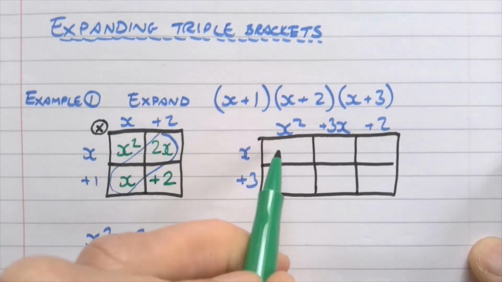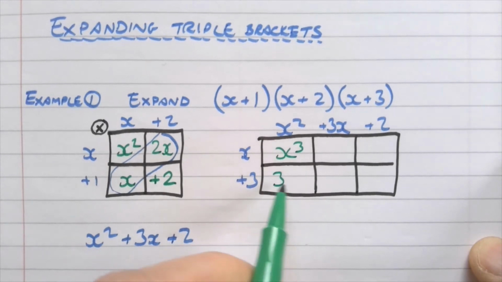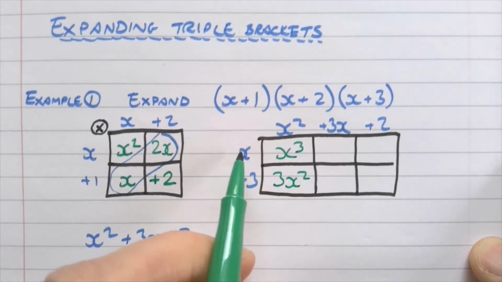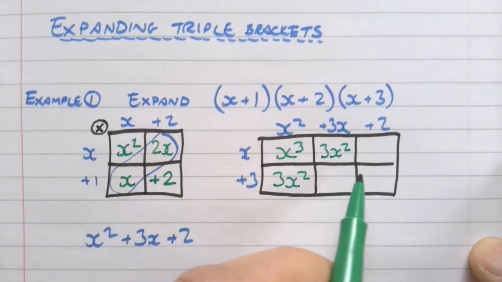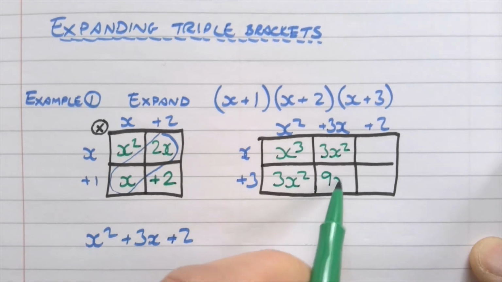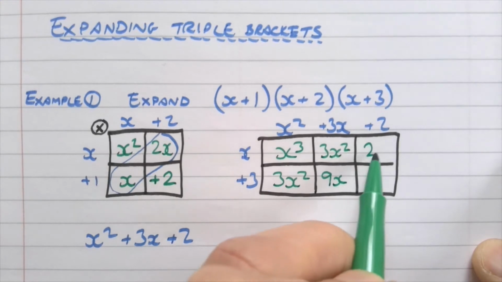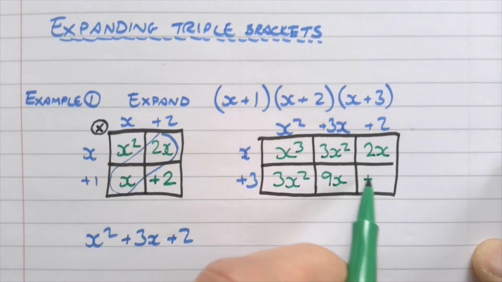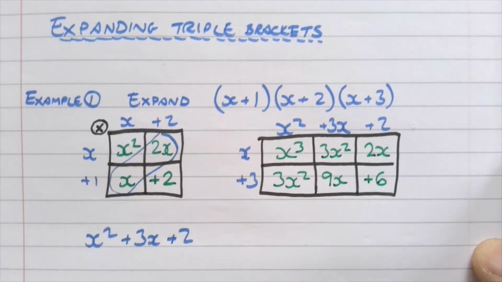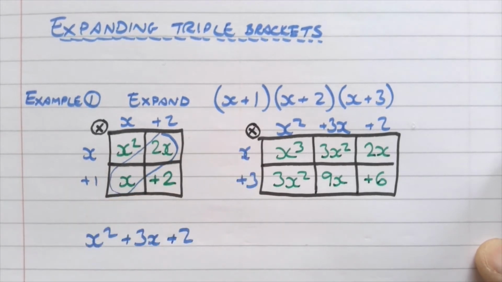So x times x squared is x cubed, positive 3 lots of x squared are 3x squared, x times 3x is 3x squared, positive 3 times 3x is 9x, x times positive 2 is 2x, positive 3 times positive 2 is plus 6. So don't be thinking to add those, you've always got to remember what we're doing here is we are multiplying with this. So we've got to collect our like terms now.